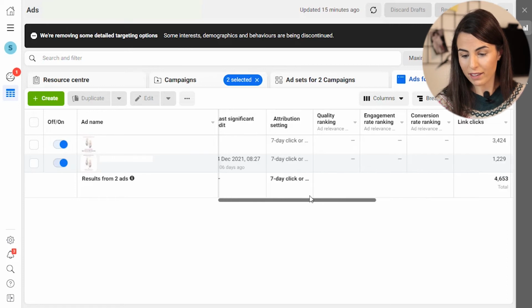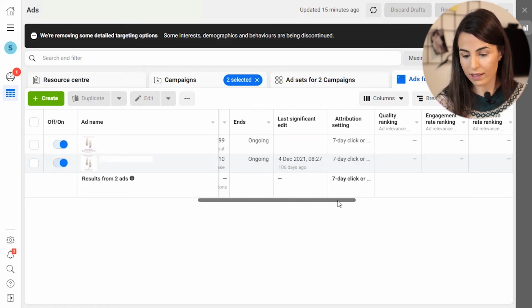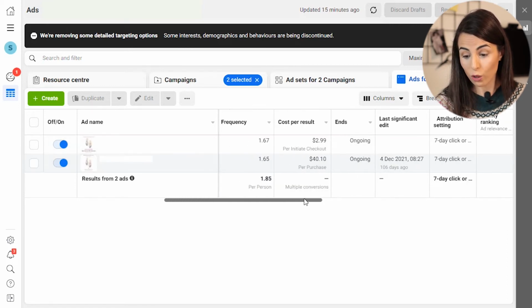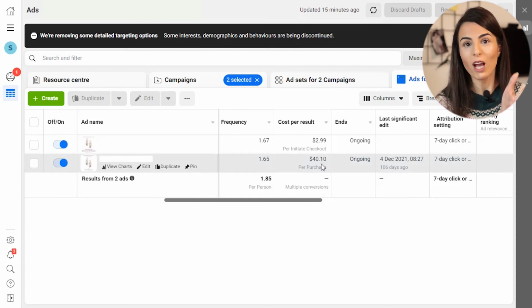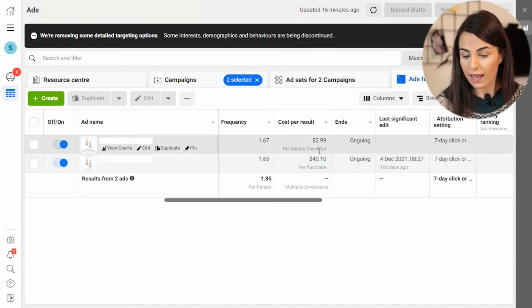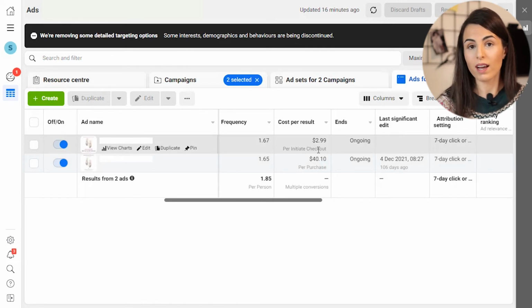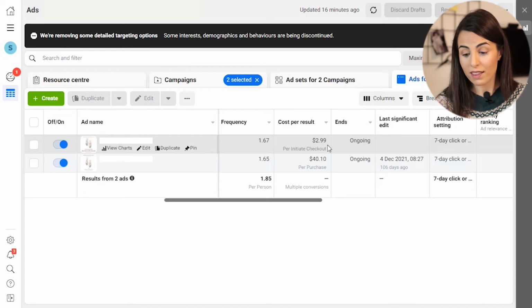After that, you have the attribution settings, and it's related to the attribution, and you have the cost per result, and it's how much money you have paid in order to make the sale. And as you can see in here, the price in here is related to the initiated checkout, because the objective of this campaign was to optimize for people who initiate checkout.